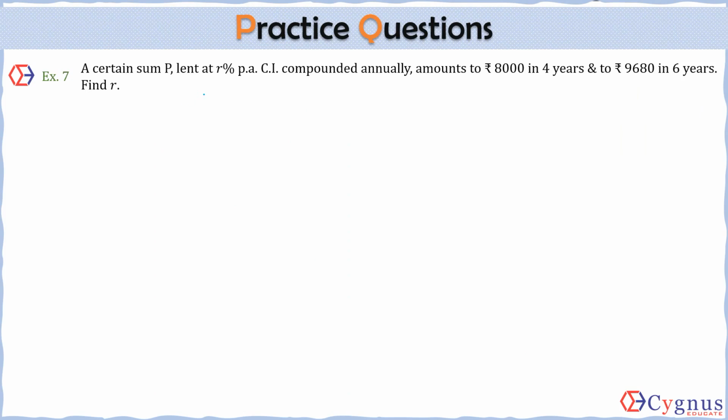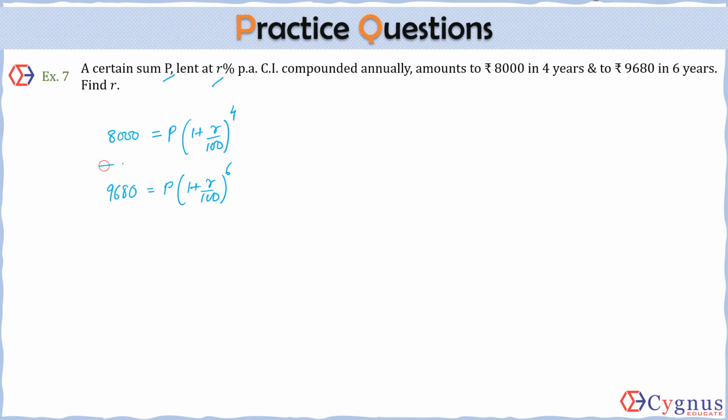A certain sum P is lent at R%. So P is unknown, the rate of interest is unknown. The CI, compounded annually, amounts to 8,000 in 4 years. So if you borrow that P rupees at the rate of R% for 4 years, it will become how much? 8,000. So I should write 8,000. And it amounts to 9,680 in 6 years. The amount will become 9,680 on the same principal P if we borrow it for how many years? 6 years. So this becomes 6. And you're looking for R.